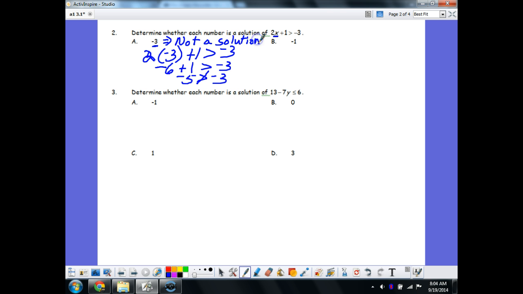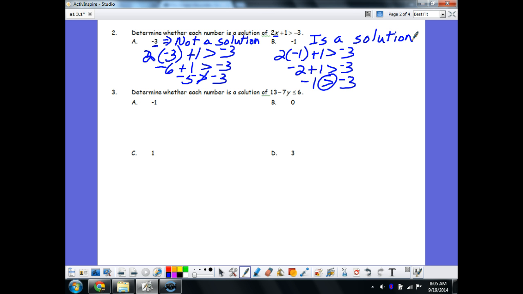And that's all you do for all of these. Take the value, plug it in for the variable, and see if it's true or not. So for example, in B, we're going to take negative 1, plug it in for x. And doing the order of operations on the left side, we end up with negative 1. Is that greater than negative 3? It is. Negative 1 is greater than negative 3, so negative 1 is a solution.